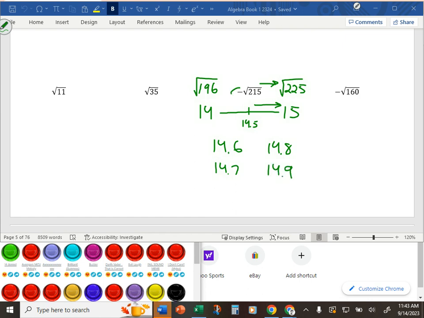Since it was originally negative, now we're going to not ignore that sign anymore. Okay? And negative 14.6, negative 14.7, negative 14.8, or negative 14.9 would all be acceptable answers. So, negatives, don't really worry about them. They don't change anything. Just make sure your final answer is negative. That's basically it.